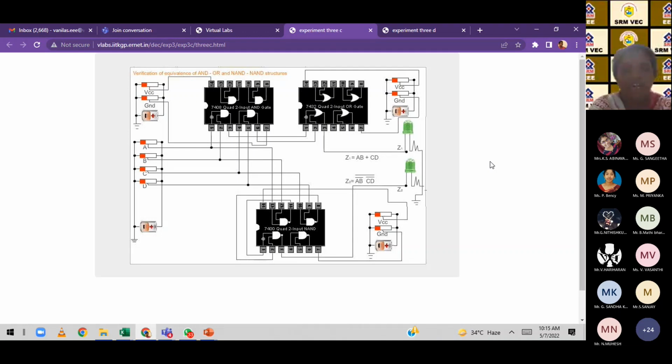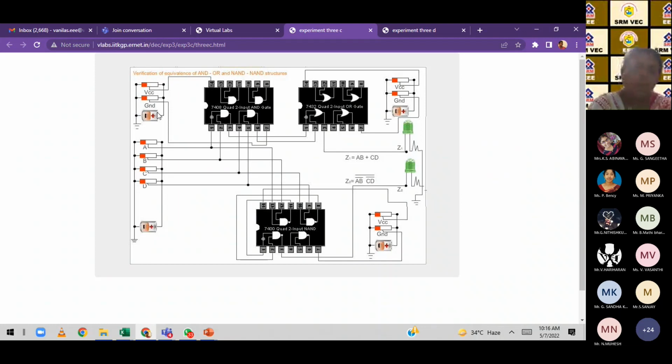So this circuit has four inputs, A, B, C, D. Okay, and then you can see that in this two input AND gate IC, to perform AB plus CD, it is used. So you can see to this IC, the A input and the B input are taken and the output is AB. Now CD, so for the second AND gate in the IC, C and D are taken and then the output is taken to this OR gate. Then AB and the CD are added and taken to the LED to show that output.